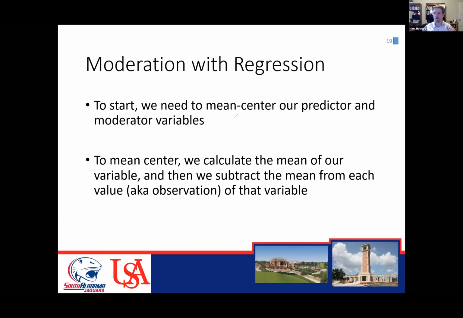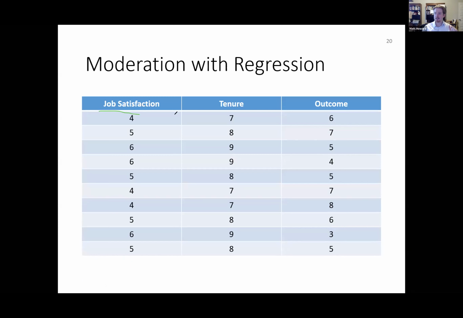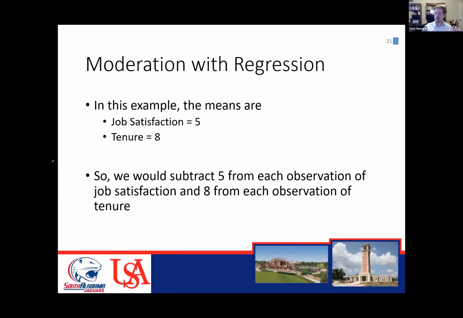So in this example, we have job satisfaction and tenure. This is our predictor and moderator. We need to mean center both of those. To do that, we would first calculate the mean of the two. The mean of job satisfaction in this example is 5. The mean of tenure is 8. So this means we subtract 5 from each observation of job satisfaction, and we subtract 8 from each observation of tenure.